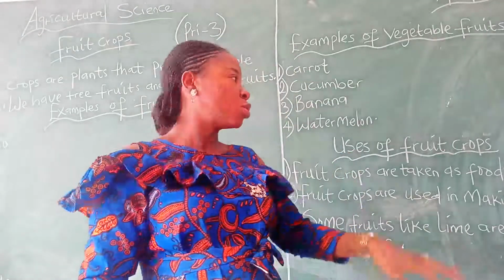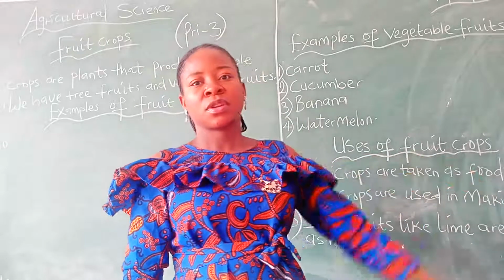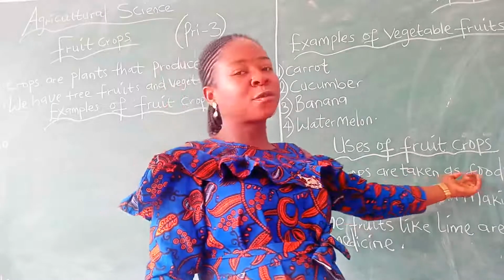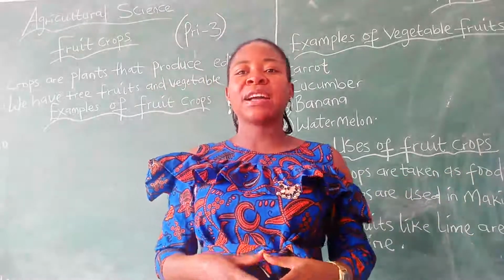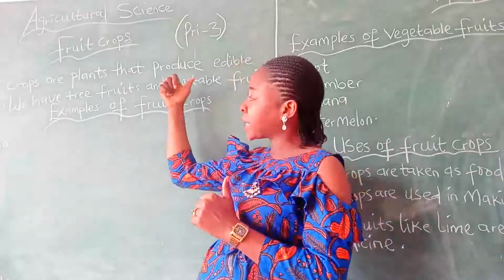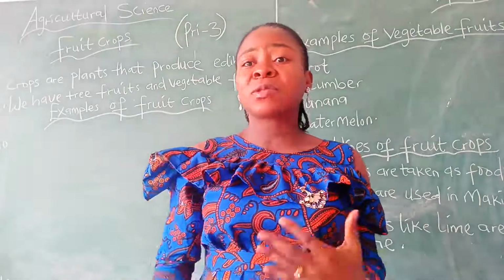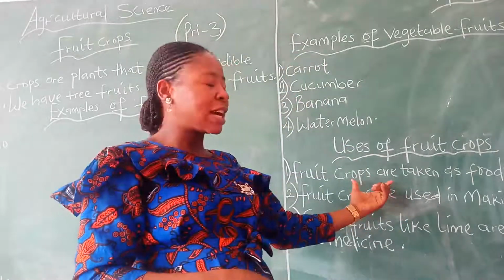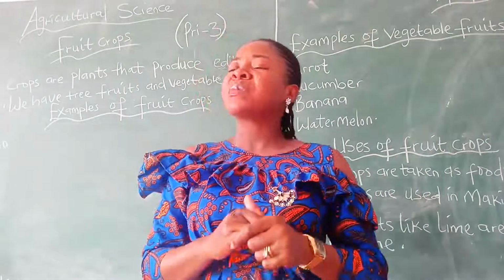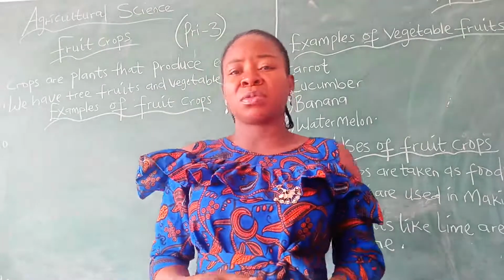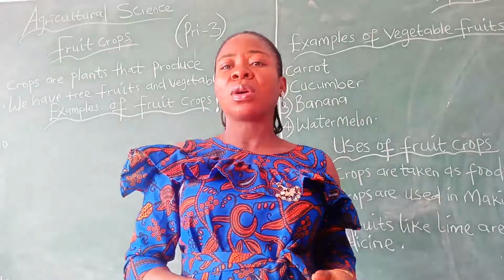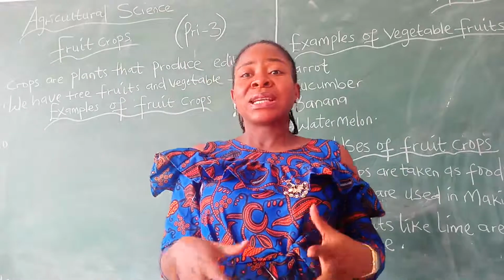Alright, let's go down to uses of fruit crops. We said that the first one is, fruit crops are taken as foods. Remember, we said that they are edible fruits, eatable fruits, fruits that we can eat. What do we mean? Sometimes mommy might be cooking, and you say, "Mommy, I'm hungry. I want to eat something. I want to take fruit." And you say, "Okay, go inside the fridge, bring watermelon, or take mango, or take orange," and so on. You can take it and hold yourself at the moment.